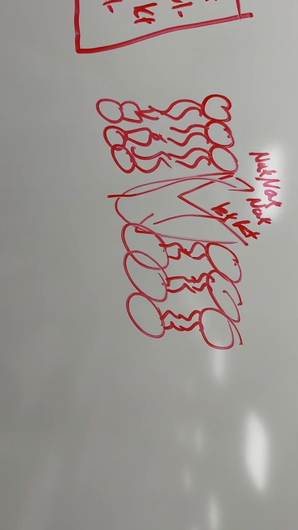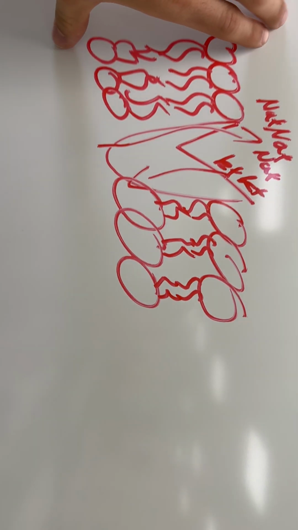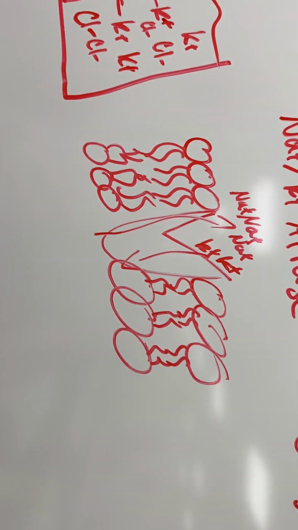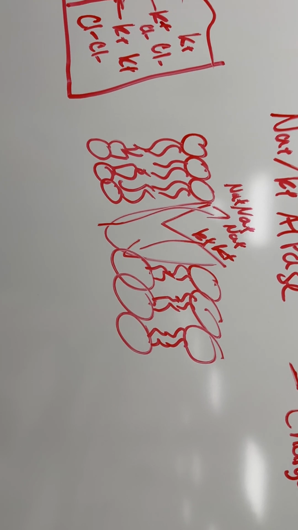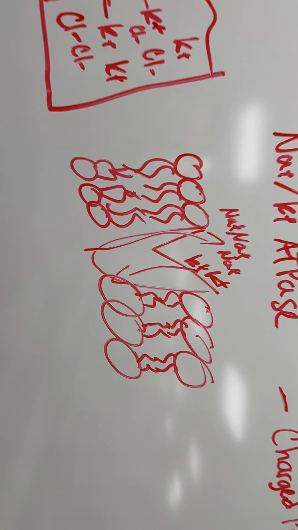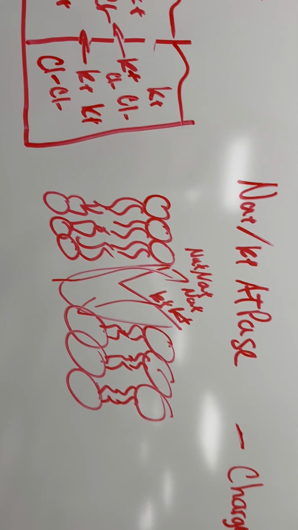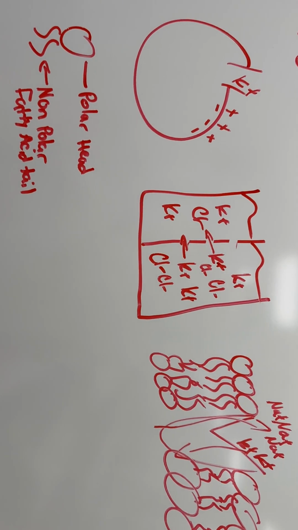So what happens is the tails come together, the heads oppose, and really nothing can cross this membrane other than gases like CO2 and O2. It's really hard for ions to cross as well as water. So we need facilitated diffusion for that to happen.